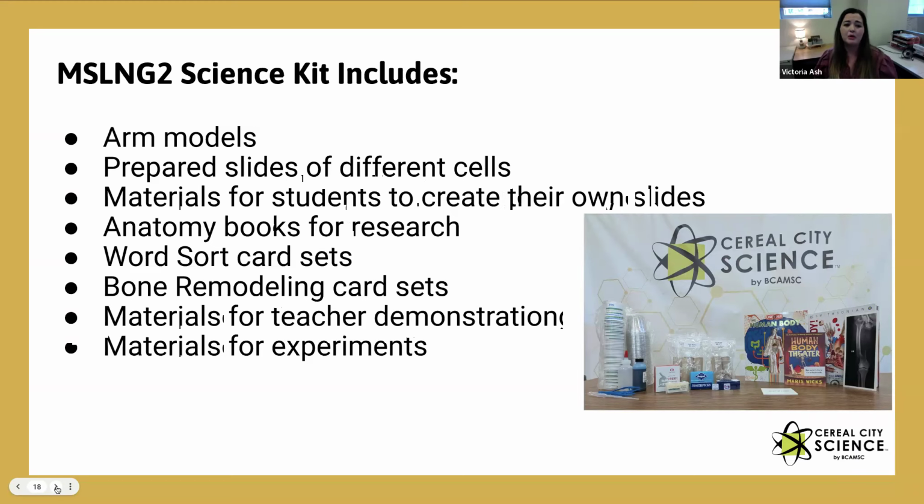We have many word sort card sets, including a bone remodeling card set where students look at the different stages of a bone healing and try and put those pieces together. We have materials for the teacher demonstration to show the strength of bone structures, and we have several materials for other experiments.